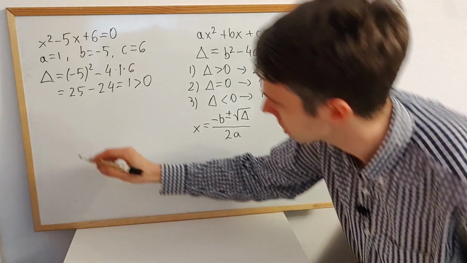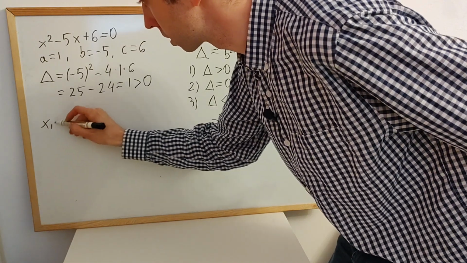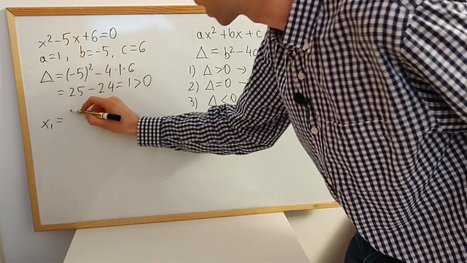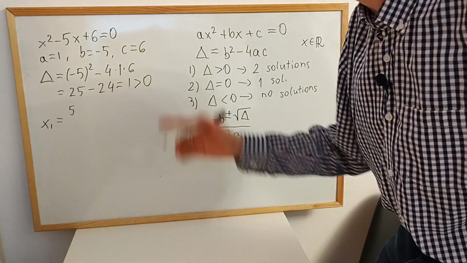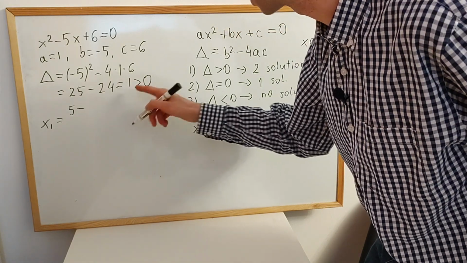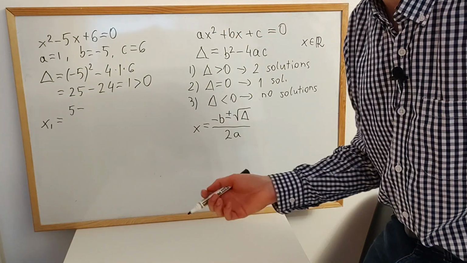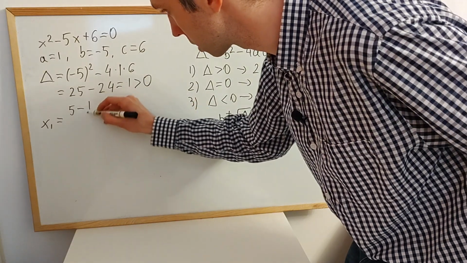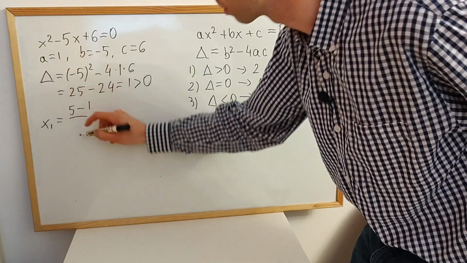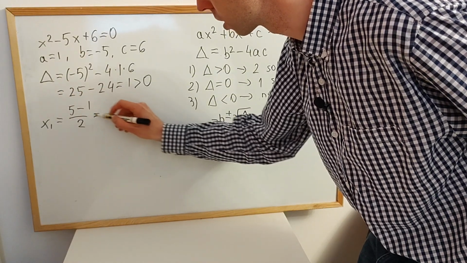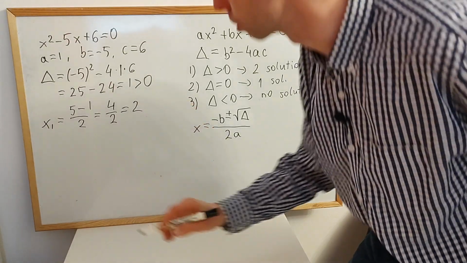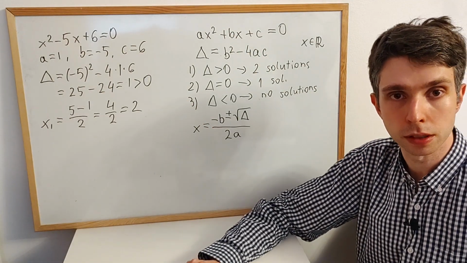Okay, so let's call the first solution x1. Minus b would be 5, because minus minus 5 is plus 5, minus the square root of delta. If delta is 1, then the square root of delta is also 1, so 5 minus 1 over 2a, so over 2 times 1, so over 2. So it's 4 over 2, so it's 2. So 2 is the first solution.